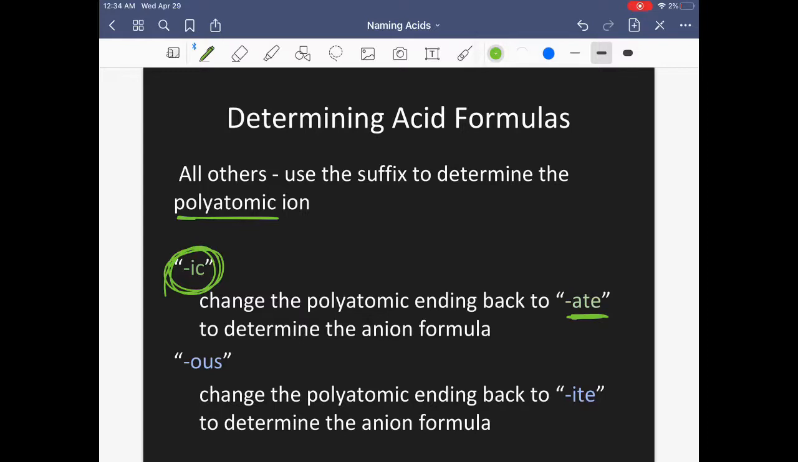If your acid name ends in -ous, that lets you know that your original polyatomic name ended with -ite. So then you can change -ous back to -ite, and that will let you know what the original anion was, what your original polyatomic was, so that you can then determine the formula. All right, remember, all of these still start with hydrogen because they are acids. We're going to look at some examples of those here in a minute.